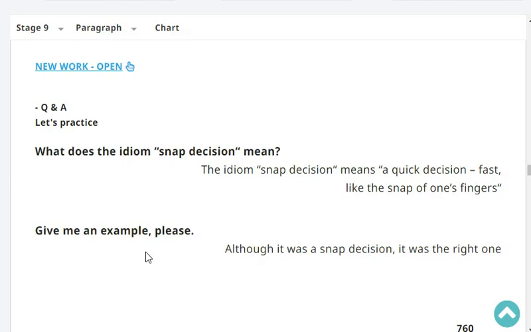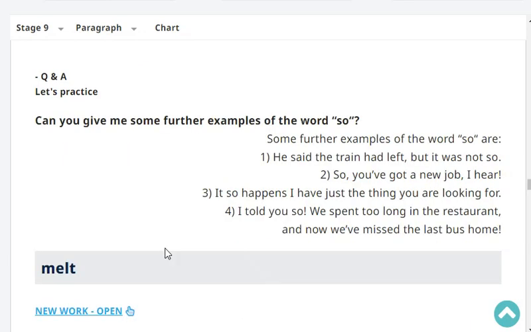Although it was a snap decision, it was the right one. Very good. Can you give me some further examples of the word so, please?